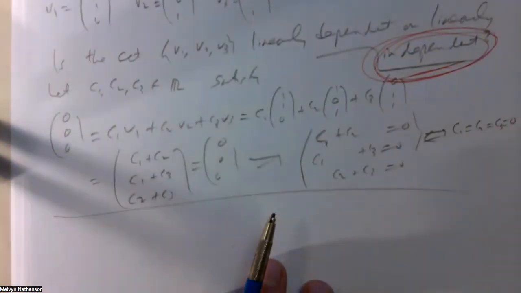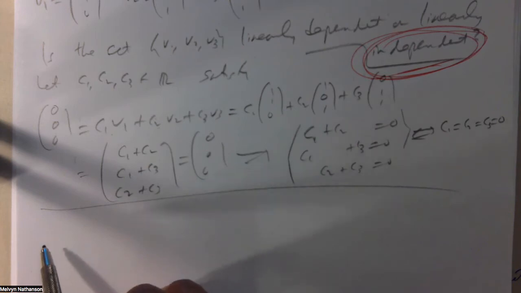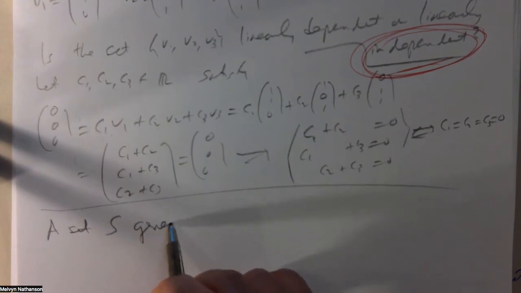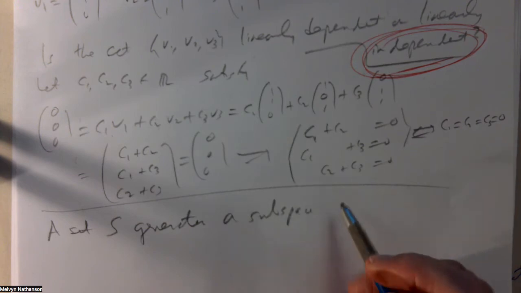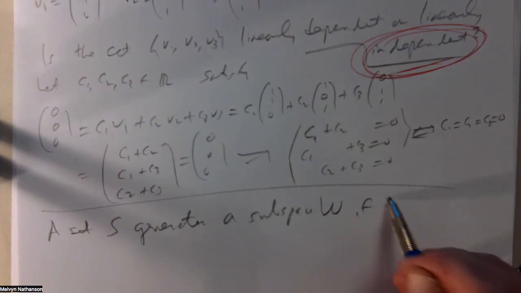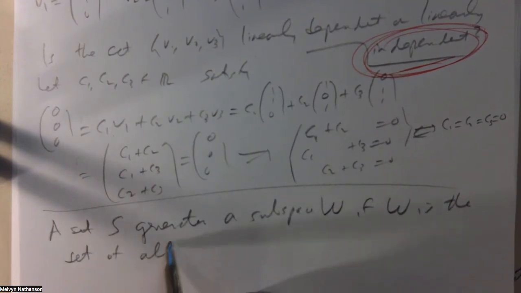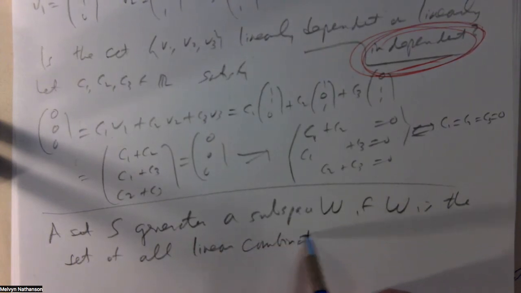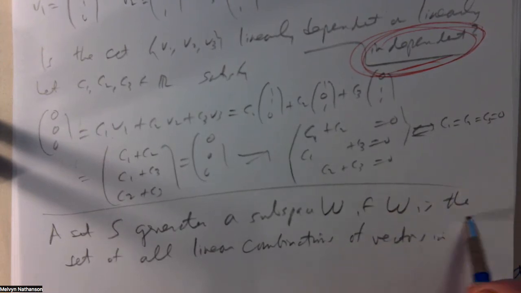So we now have two fundamental concepts in linear algebra. We say that the set S generates a subspace W if W is the set of all linear combinations of vectors in S.